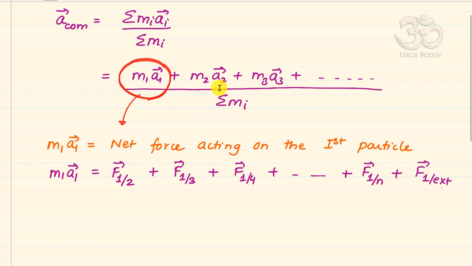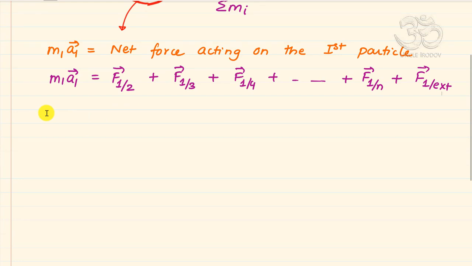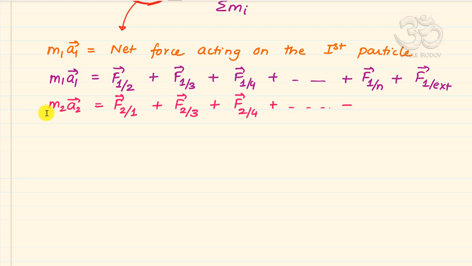The second term can also be dealt with in the same way, m2a2, and that's the net force acting on the second particle. So what I can write for this m2a2 is, you see that m2a2 will be force acting on the second particle because of the first particle, plus force on the second particle because of the third particle, force on the second particle because of the fourth particle, plus so on, and force on the second particle due to the nth particle, and there will be a force acting on the second particle due to some external agents, like that. And I can write the expression for the third particle also in the same way.